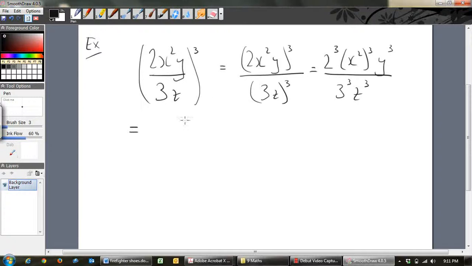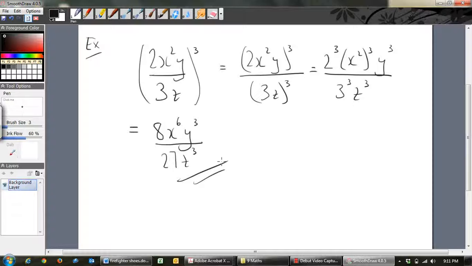Let's simplify this. 2 cubed is 8. X squared cubed: remember when we raise a power to a power, we multiply them together, so that's x to the power of 6. We've got y cubed there. Then we've got 3 cubed, which is 27, z cubed. And there you go, that's the answer. There are no common factors between this 8 and 27, so we'll just leave it, and there's your answer.